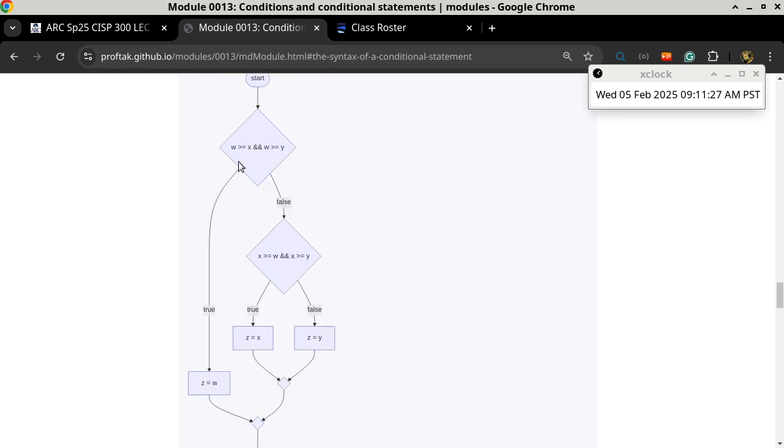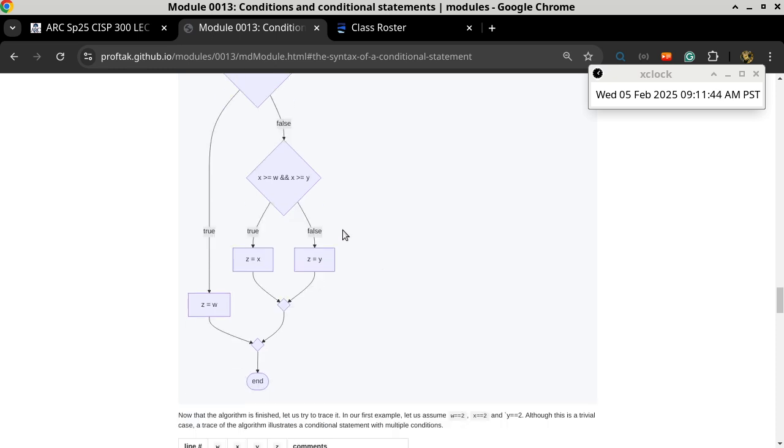The answer to the question of is it true or false that w is greater than or equal to x and w is greater than or equal to y? What if the answer to that question is false? Then we follow this other branch here, which is called an else branch. So we follow the else branch, and then we ask another question.